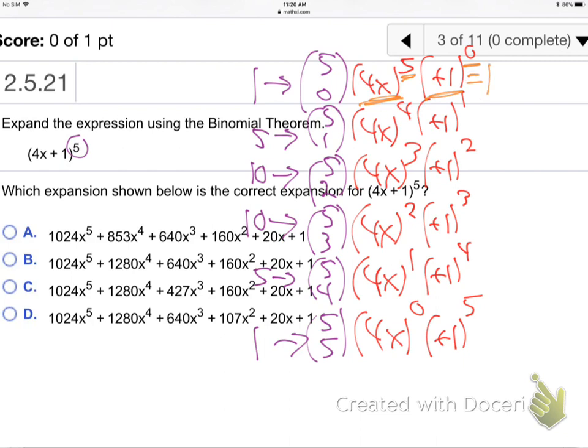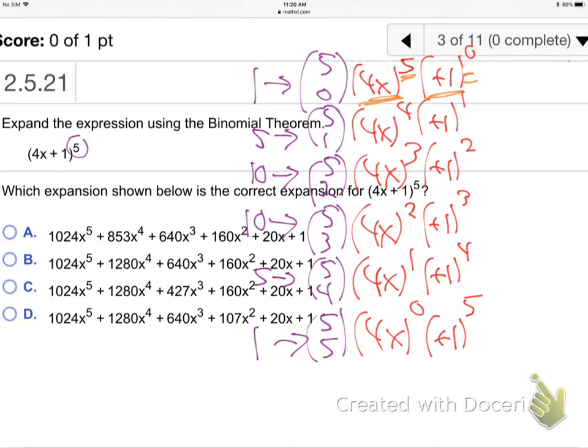We've got 1 and then 4x to the 5th. What is that? I don't know. Big, huh? Is it 1024? Yeah. X to the 5th times 1. I'm kind of out of room here. I'm going to have to squeeze it in there, I guess.